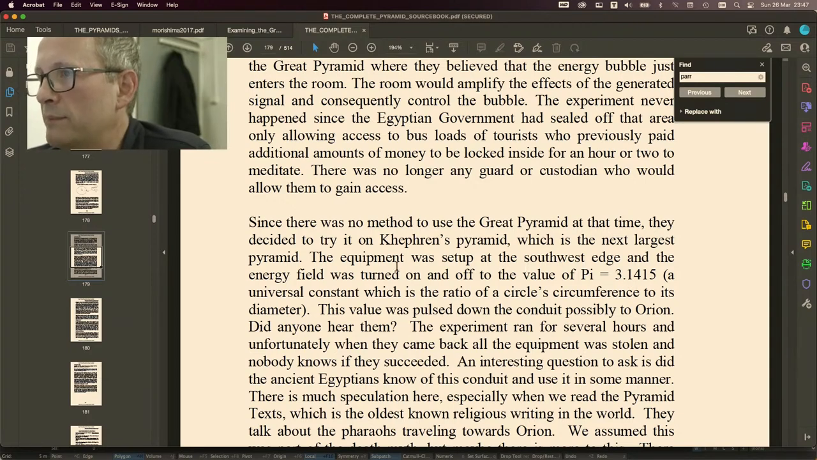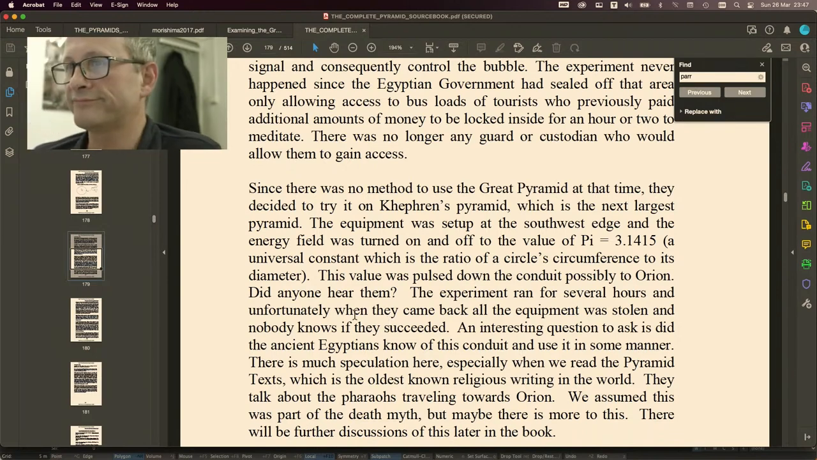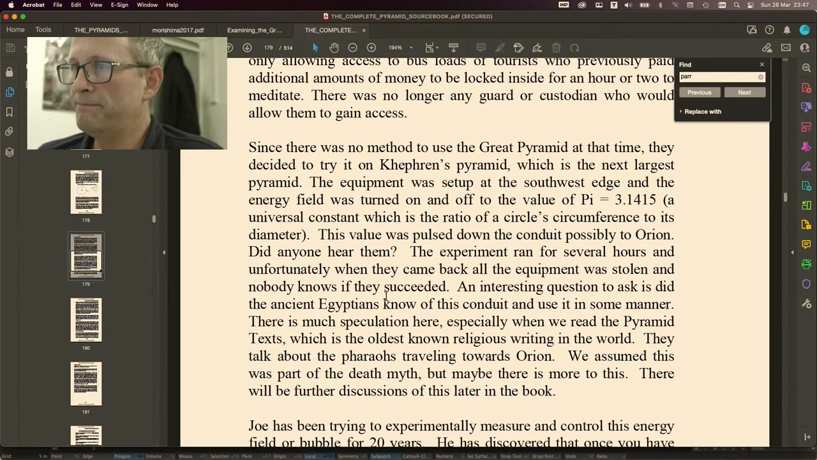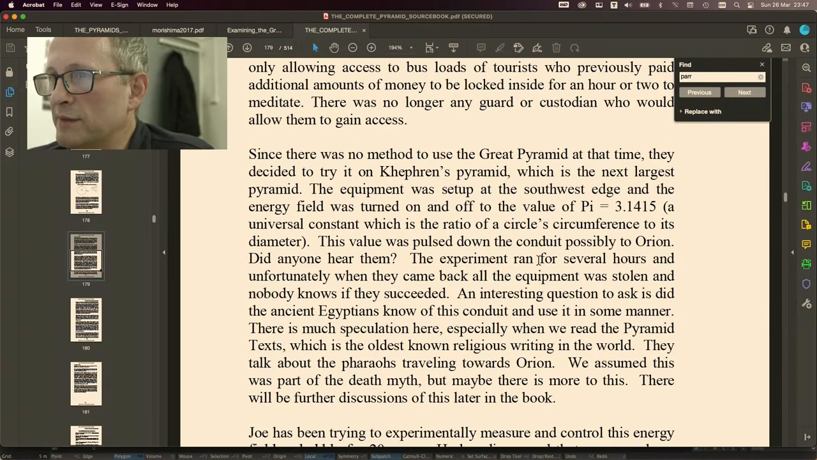The equipment was set up at the southwest edge and the energy field was turned on and off to the value of pi equals 3.1415, a universal constant, which is the ratio of a circle's circumference to its diameter, for those that didn't know. This value was pulsed down the conduit, possibly to Orion. Did anyone hear them? The experiment ran for several hours, and unfortunately, when they came back, all the equipment was stolen and nobody knows if they succeeded.